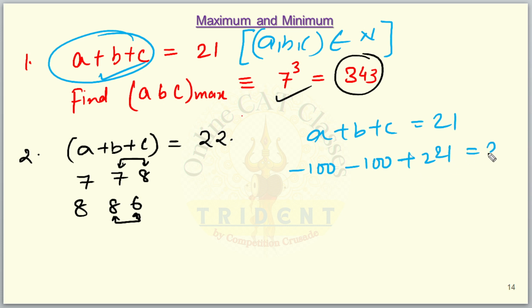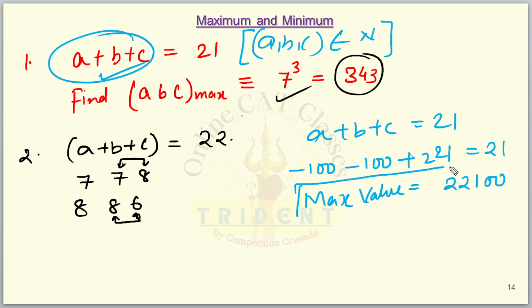So this will give me 21, but the product will be a humongously huge number. So the max value will be that of 221,000. Okay. So it is very important that the question should specify that A, B and C should be natural numbers. If they are not natural numbers, then the prediction will be very difficult. So typically that is the reason why you will keep on saying that A, B and C belong to natural numbers or positive integers. It should be there.